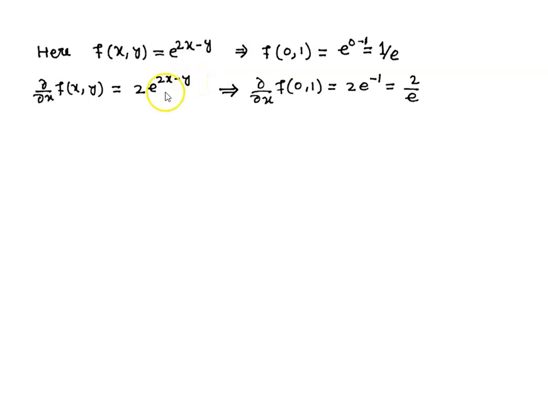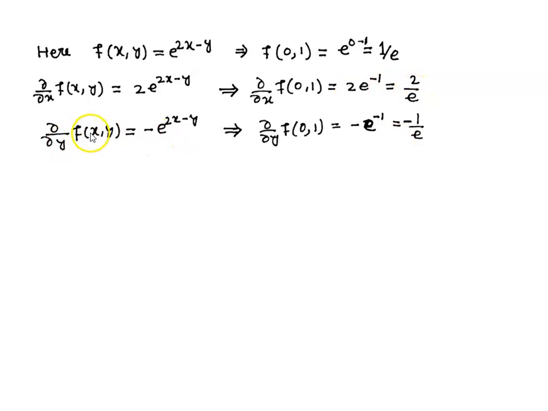At the point (0, 1), the partial derivative becomes 2e raised to the power of x replaced with 0 and y replaced with 1. So 0 minus 1, which is e^(−1). So we have 2 divided by e.